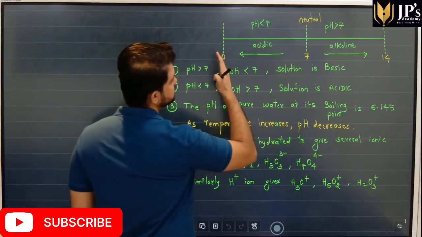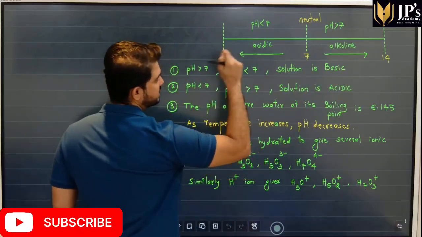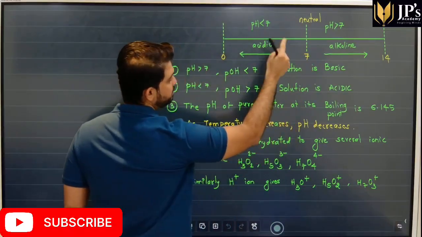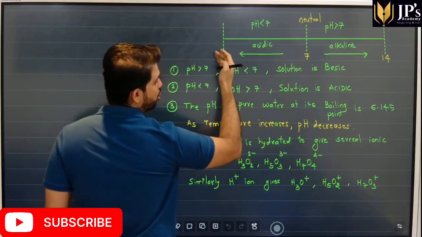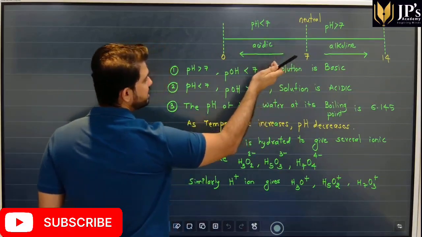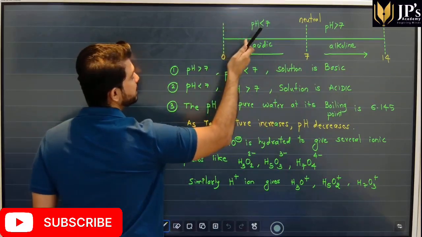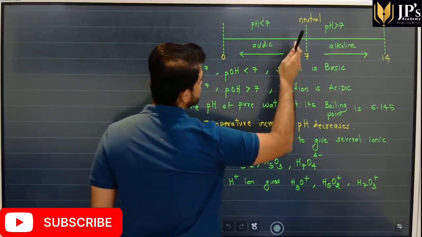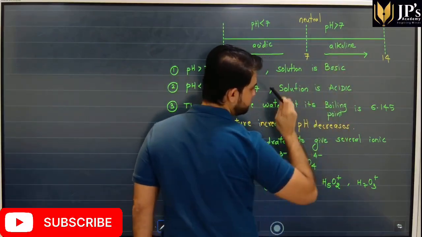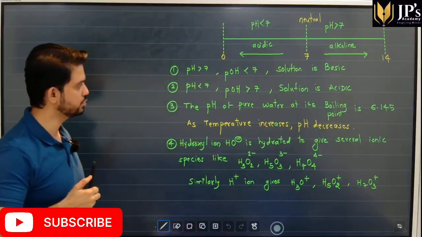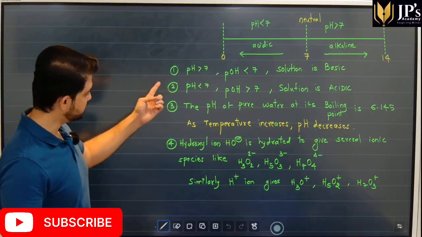The pH scale goes from 0 to 14. At 7, it is neutral. So when pH is 7, it is neutral. As we go from 7 to 0, or when pH is less than 7, we say that the solution becomes more and more acidic. As we go from 7 to 14, when pH increases, we say that it is an alkaline solution. So I've written the same points here.